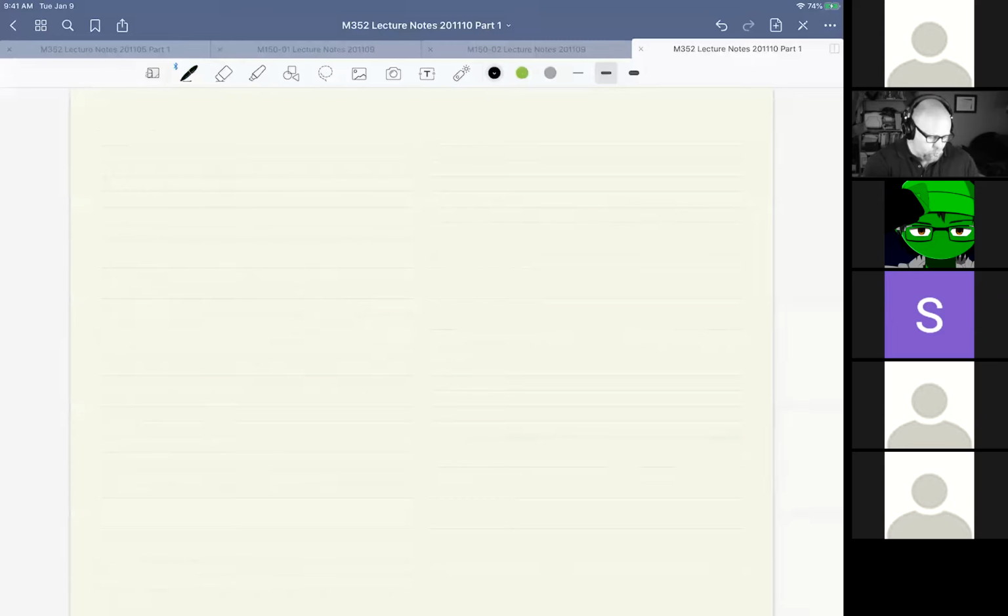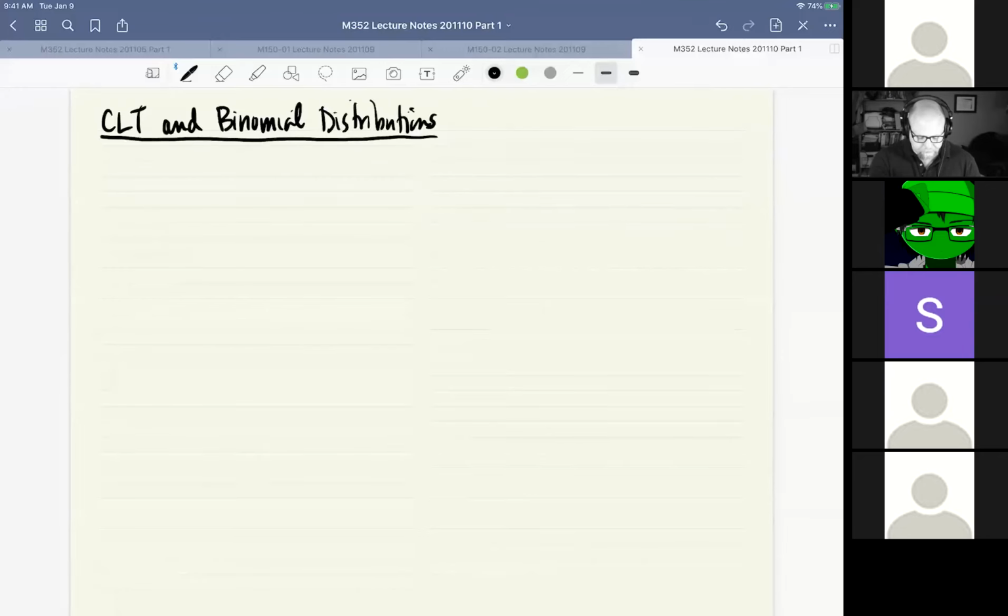Okay, so the book has another section on the central limit theorem and binomial distributions. It's worth talking about these for a minute because the ideas will come up again later. So imagine we're in the case where we've got a random variable that's distributed as a binomial with parameters n and p.